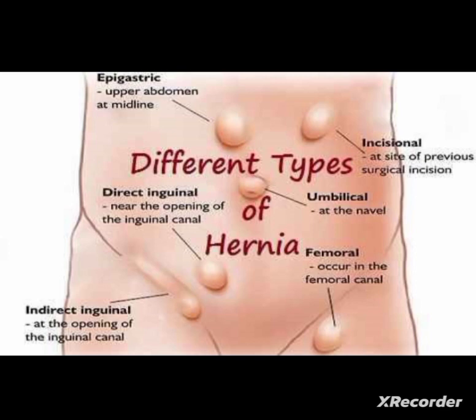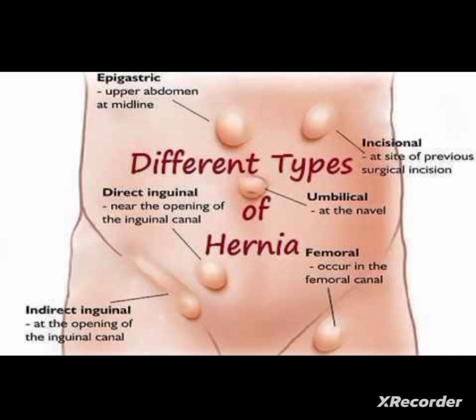So umbilical hernia occurs when the rectus muscle is weak, and it occurs in two conditions: mainly in obesity, and the other condition is when the umbilical opening fails to close after birth, especially in newborns. And the incisional hernias are otherwise known as ventral hernia. This ventral hernia occurs in obese patients and in those with multiple surgical procedures.